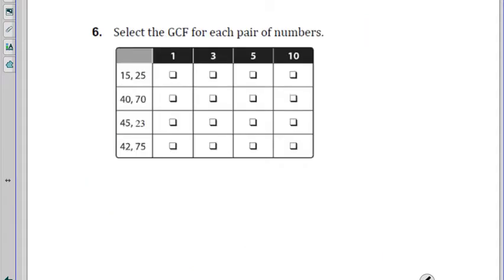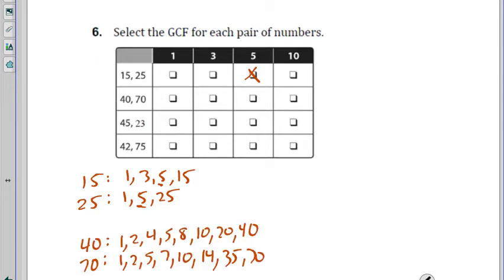All right, greatest common factor. Greatest common factor is the greatest, the biggest factor, numbers that can divide into something, that they both have in common. So if I have 15 and 25, I can see, listing out all their factors, that the one they have in common, the biggest one they have in common, is 5. For 40 and 70, here they are. And so again, the greatest one they have in common is 10. 45 and 23.